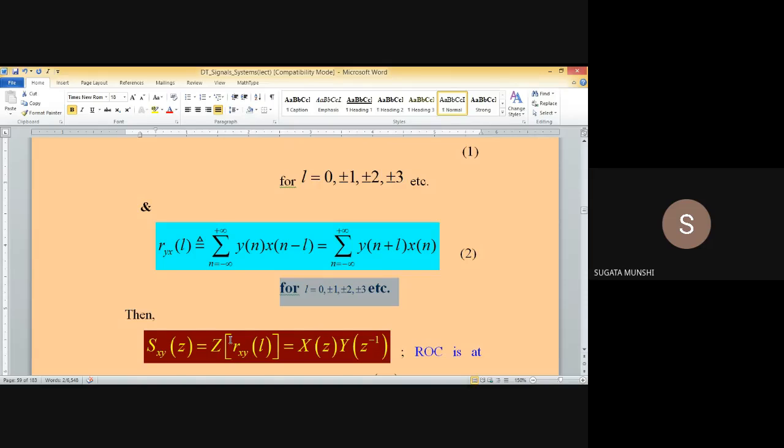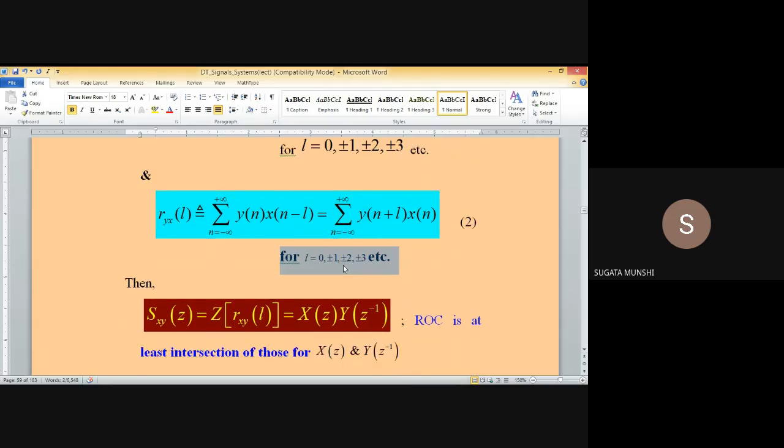because you remember that if you take the Fourier transform of the cross correlation of two continuous time signals, that will result in the cross power spectral density. So that is the reason. So Z transform of Rxy of l will be the product of Z transform of X and the Z transform of Y with z replaced by z to the power minus 1. What will be the ROC? ROC is at least the intersection of the ROCs of X of z and Y with argument z to the power minus 1.